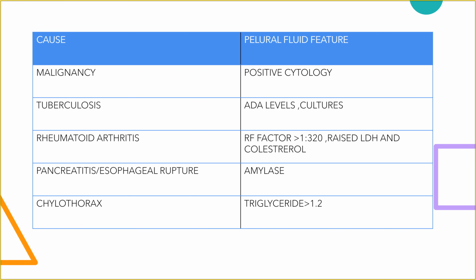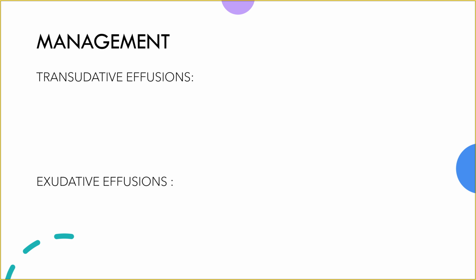If we are suspecting pancreatitis or esophageal rupture, it is important to do amylase. And in terms of chylothorax, it is important to do triglyceride levels. So, how do we manage transudative effusions and exudative effusions?